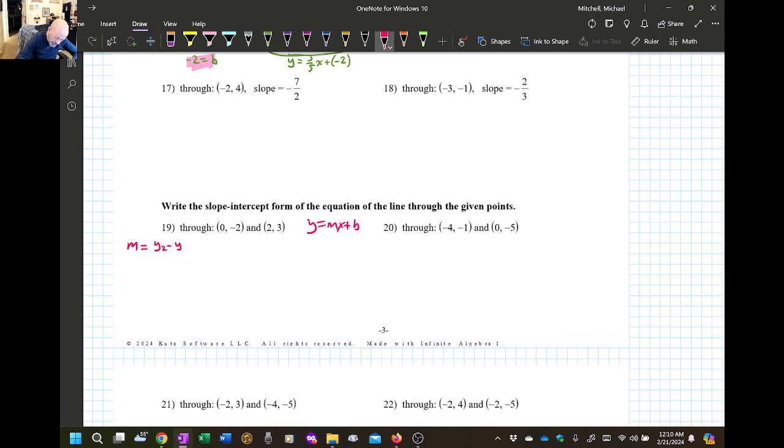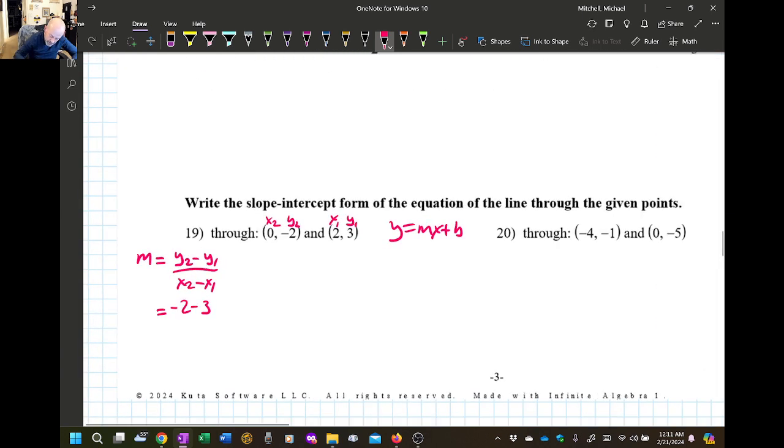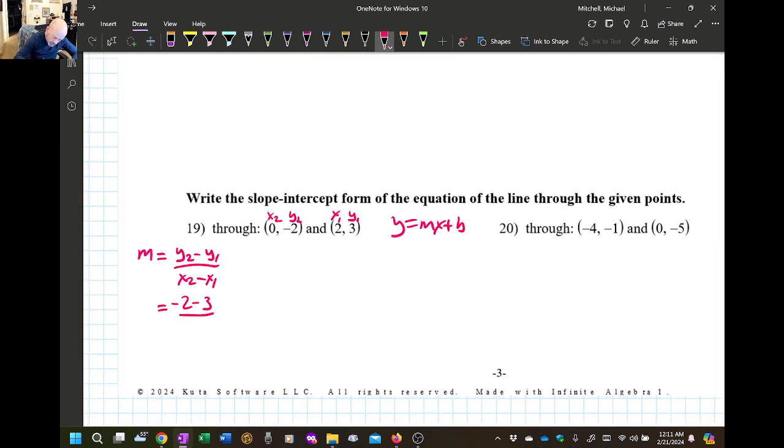M equals y2 minus y1 over x2 minus x1. So this is going to be my x2, y2, x1, y1. You can call this x1, y1 if you want, and this x2, y2. Works out the same. This is going to give me negative 2 minus 3 over 0 minus 2, which is negative 5 over negative 2. So my slope is going to equal 5 over 2. Negative over negative is positive, don't forget.